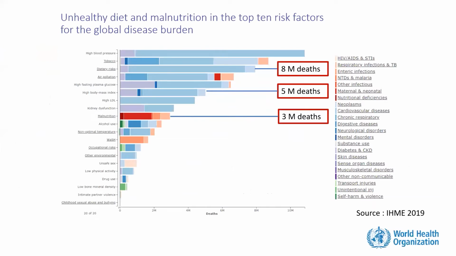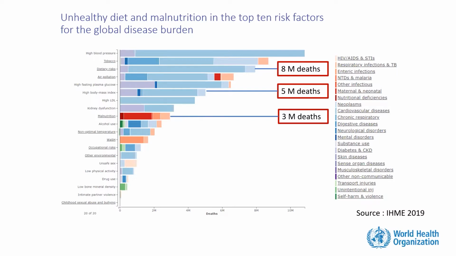I'll really start by indicating that unhealthy diet and malnutrition are among the top risk factors for the global disease burden. This is the number of deaths calculated by the Institute of Health Metrics and Evaluation. These are the top risk factors. High blood pressure is really on the top, tobacco, but then the dietary risk comes sometimes second, sometimes third, but definitely responsible for a large number of deaths. And the latest estimate is about 8 million deaths.